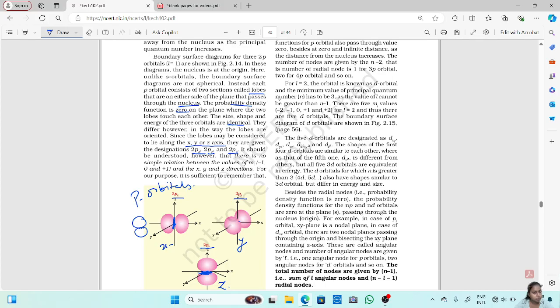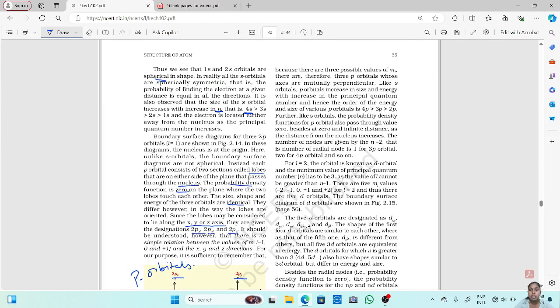For other purposes, it is sufficient to remember that because there are three possible values of the magnetic quantum number, there are three p orbitals whose axes are mutually perpendicular. There are three possible values for the magnetic quantum number of p orbitals. Therefore, there are three p orbitals and they are present on three axes which are mutually perpendicular to each other.